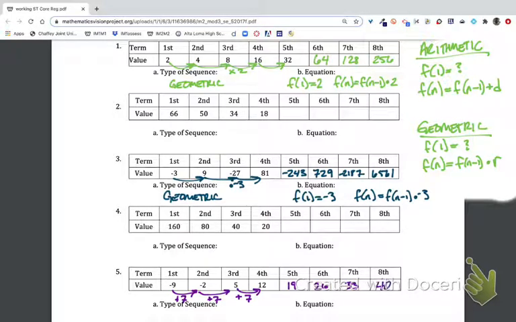So continuing on that trend, we just keep adding 7. And since we're adding, we know that this is arithmetic. And our equation would need to define our first term. It's -9. But then every next step, we're going to take the one right before it and add 7.